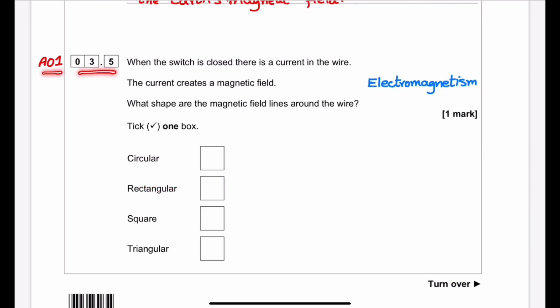3.5 is an AO1 question. When the switch is closed, there is a current in the wire. The current creates a magnetic field. What shape are the magnetic field lines around the wire? And this question is from the topic of electromagnetism.